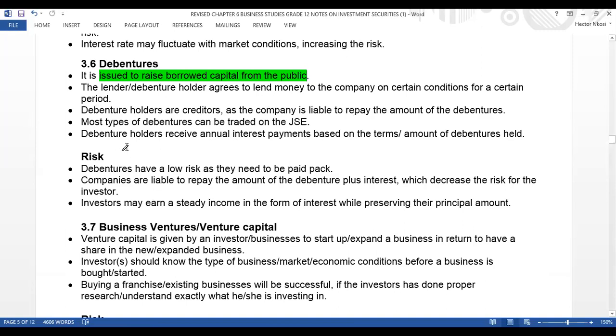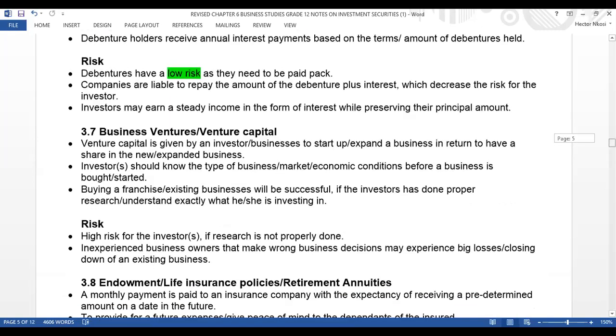Now, what are the risks when it comes to debentures? We know that debentures have a low risk, as they need to be paid back. Companies are liable to repay the amount of the debentures plus interest, which decreases the risk for the investor. Investors may earn a steady income in the form of interest while preserving their principal amount. Right, boys and girls, your debentures are very important, and these are the things that you need to know.